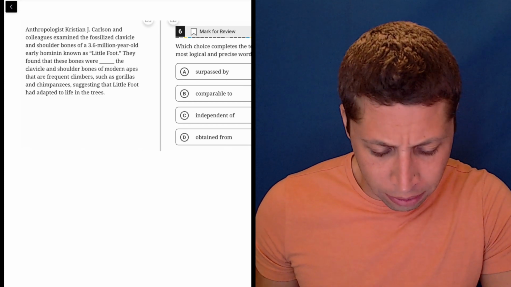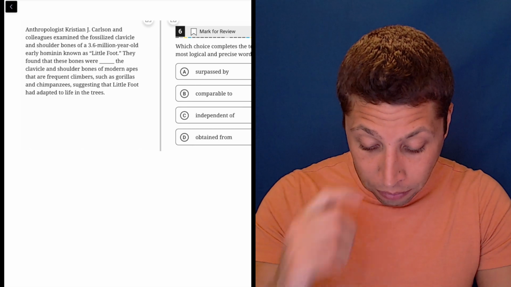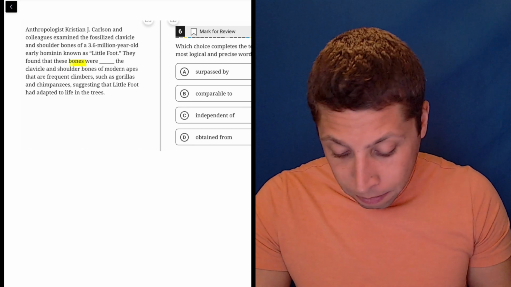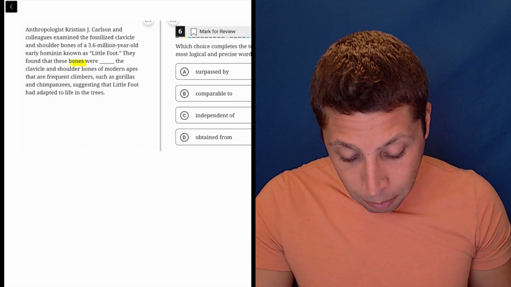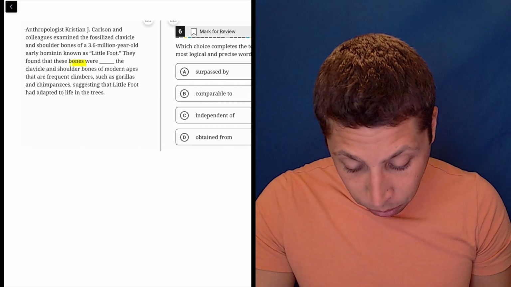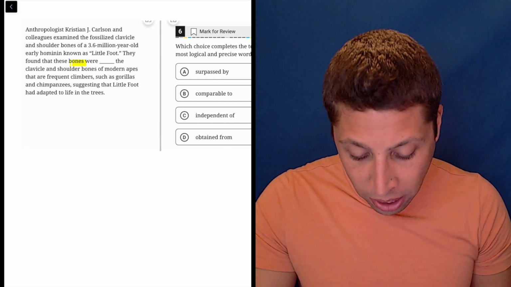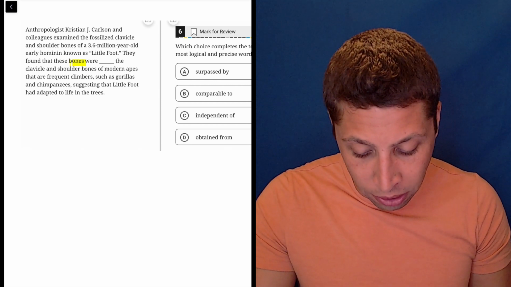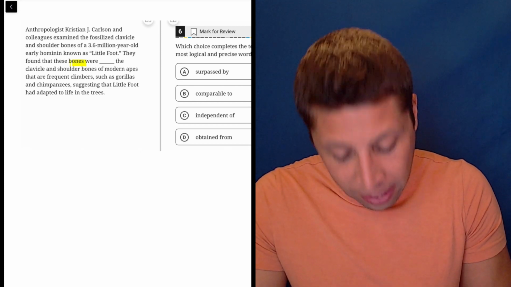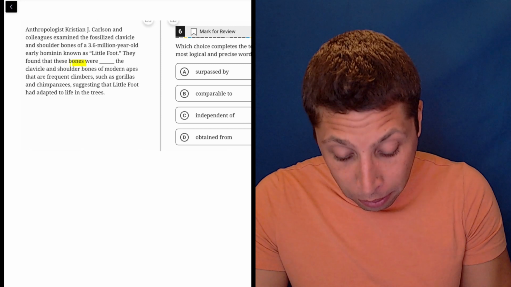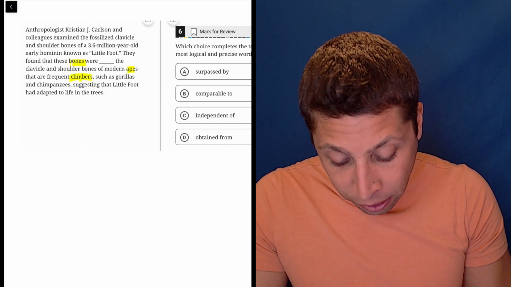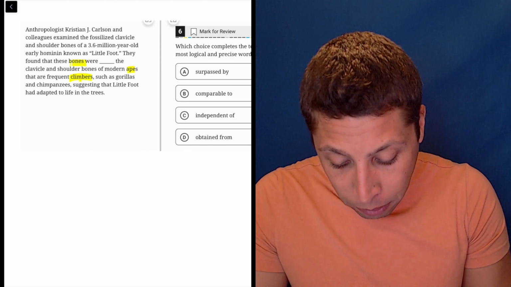Ooh, okay. I'm very confused about what they're saying here. So they found this thing. The bones were something maybe similar to or different from the bones of modern apes that are frequent climbers, such as gorillas and chimpanzees, suggesting that Littlefoot had adapted to life in the trees. So, okay, something about these bones reminds these people of the apes that are climbers. And then they're saying, okay, well then Littlefoot probably was in the trees.